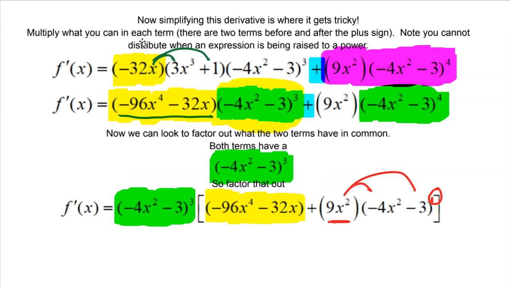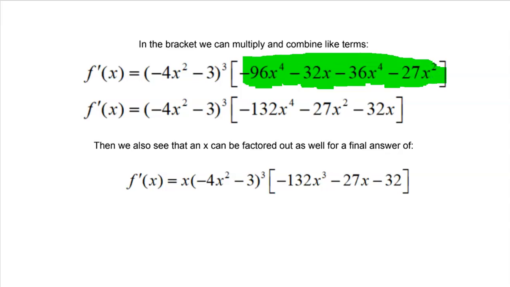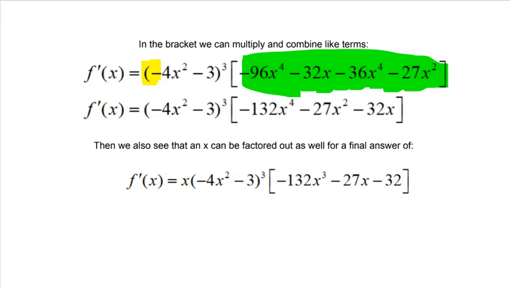Now let me go back and just show you that real quick. So inside I have a negative 96x to the fourth minus 32x. Then I distributed to get a negative 36x to the fourth and a negative 27x squared. And that is everything I got right in here. That is the entire inside. And then again, here is that negative 4x squared minus 3 cubed that I factored out. Then I was able to combine a couple like terms right here and right here. The negative 96x to the fourth and the negative 36x to the fourth made my negative 132x to the fourth minus the 27x squared minus the 32x.